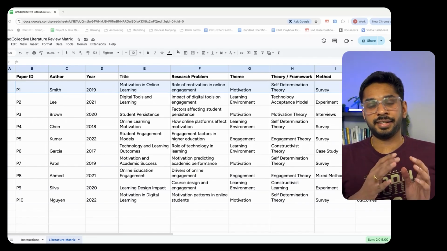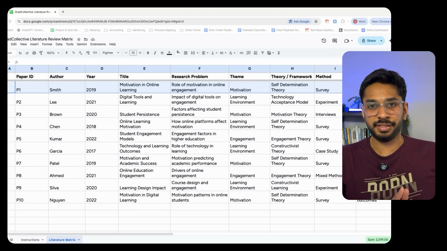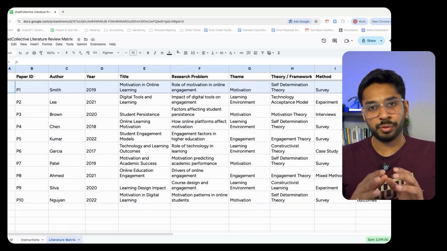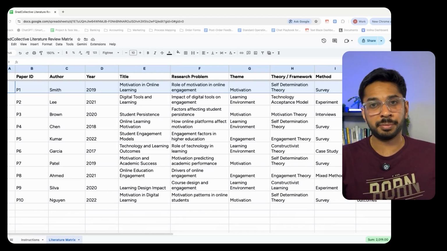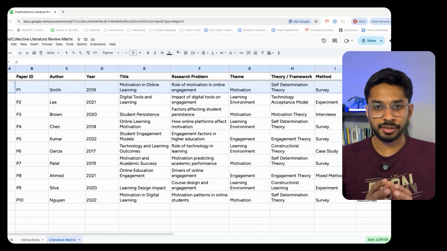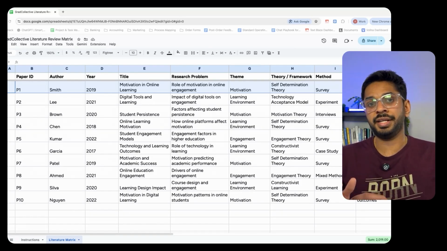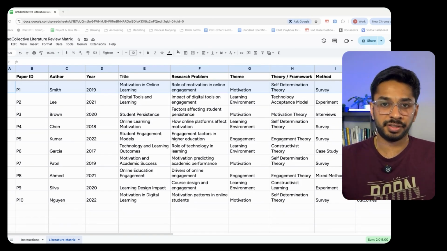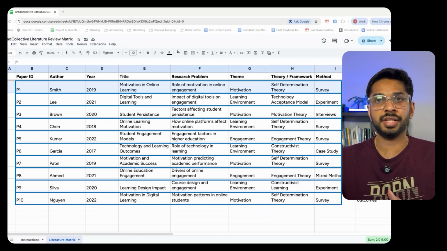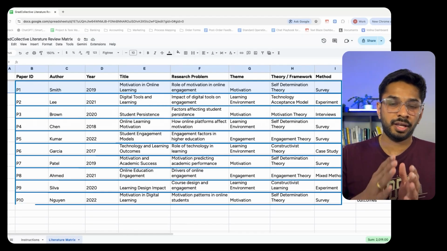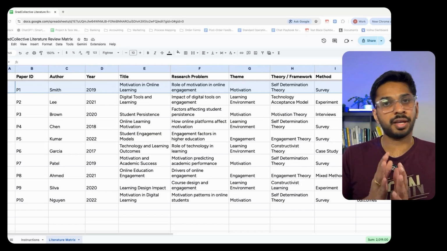Moving on, step number 2 is the metrics method. This is unfortunately where most students go wrong. They read papers and they forget everything. Instead, what I use with my clients is this literature review metrics. Let me show you this. It's very simple. Here, each row, as you can see, represents one paper. And across various columns, I'm tracking a few key things.